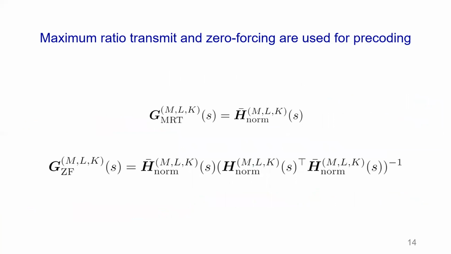For the precoding, we use maximum ratio transmit (MRT) and zero forcing. The maximum ratio precoding matrix is just the complex conjugate of the normalized channel matrix to maximize SNR, while the zero forcing matrix is that conjugate matrix multiplied by the inverse of the transposed normalized matrix times the conjugate normalized matrix to minimize the interference.